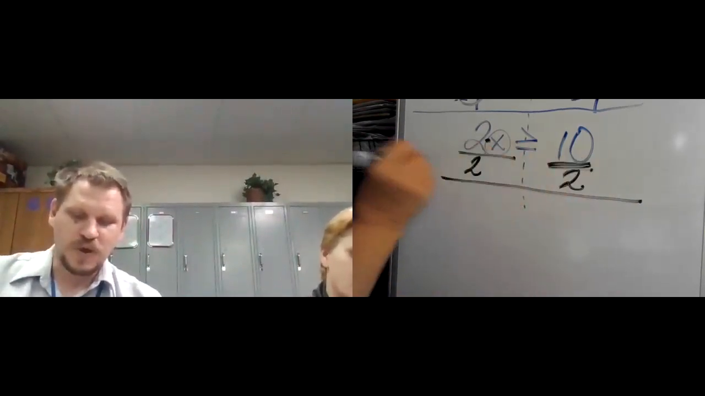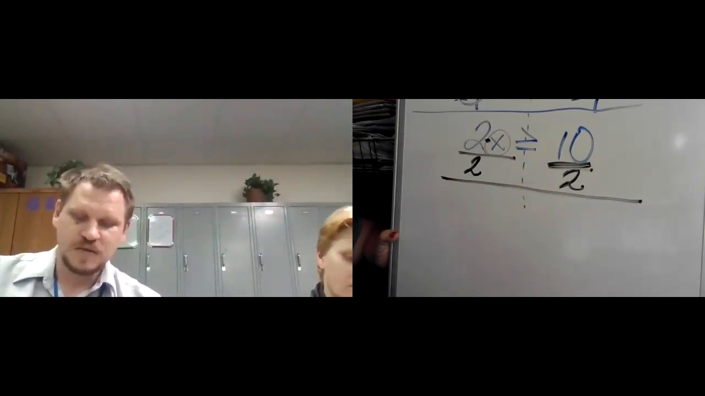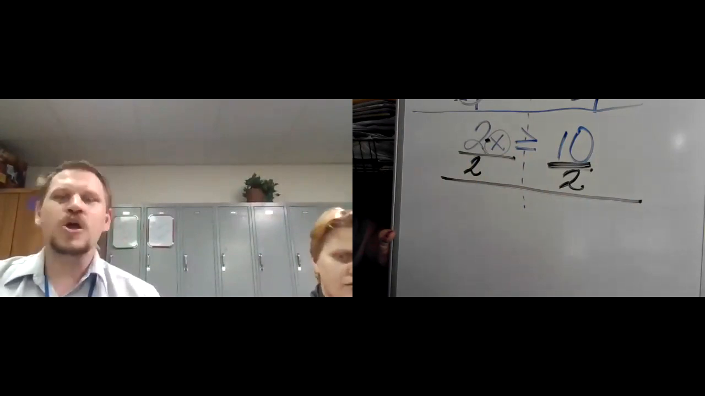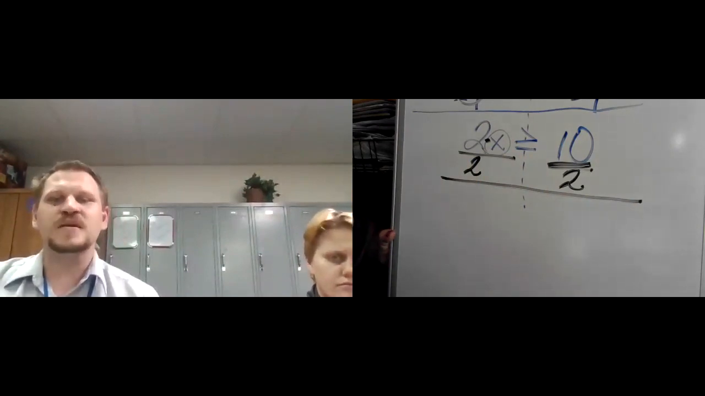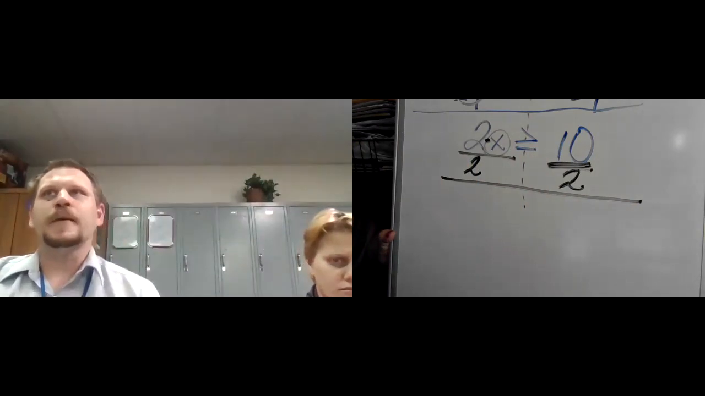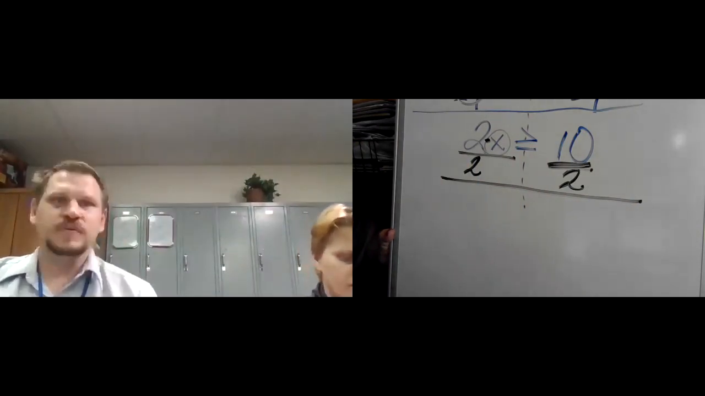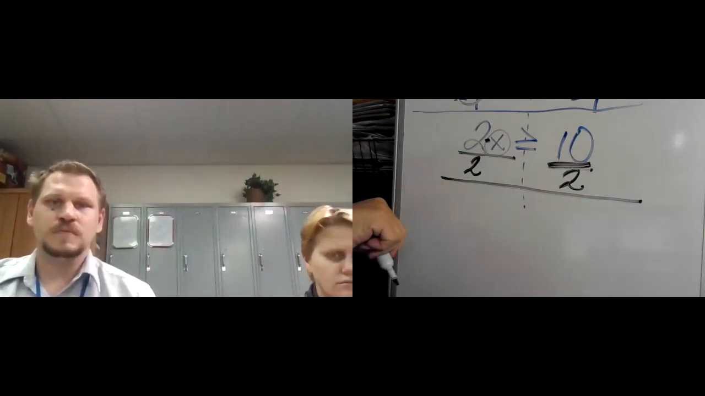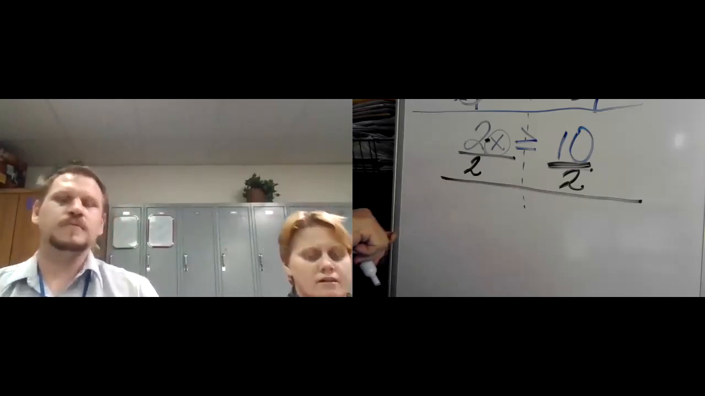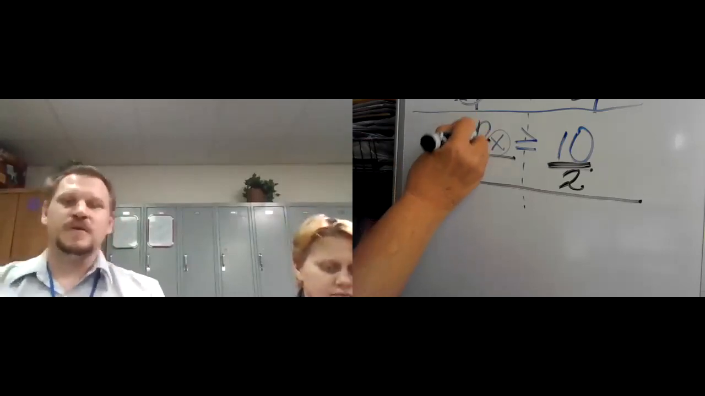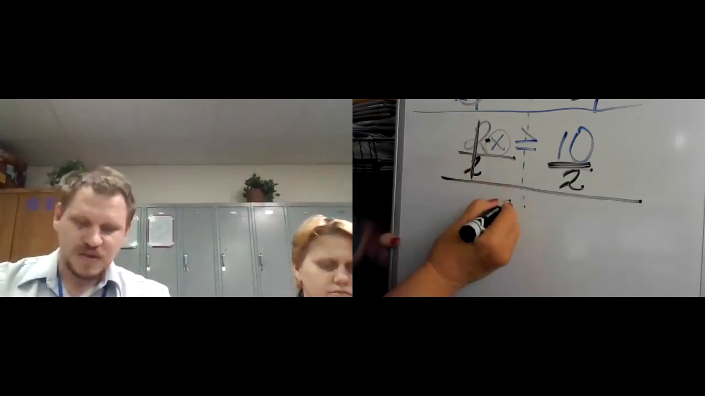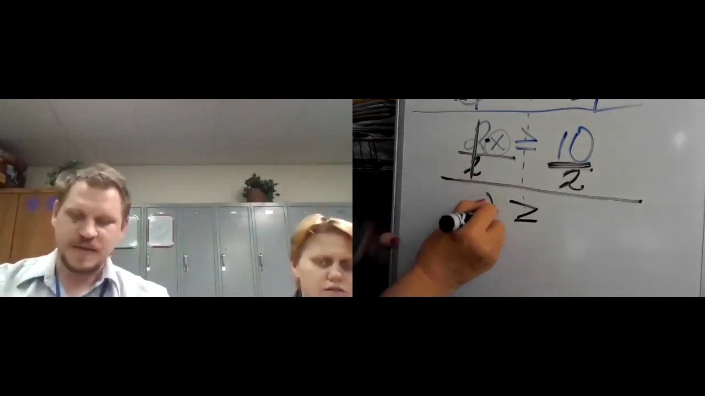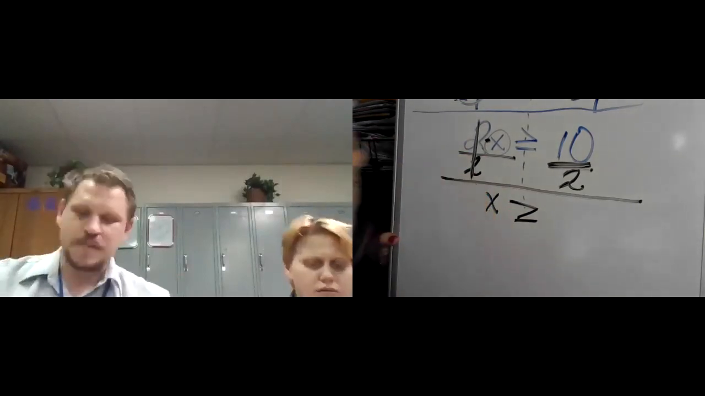So we bring down the sign. Do we flip the sign? No, because we didn't divide or multiply by a negative. So it's still the same, which allows us to bring down the x on the same side, and then 10 divided by 2 is 5.